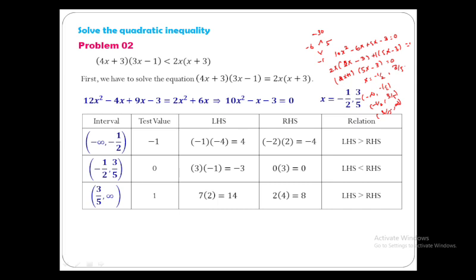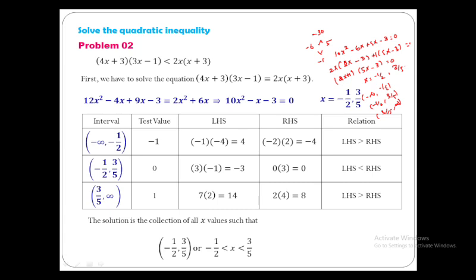And we can take the middle interval test value as 0 and we get the LHS as negative 3 and RHS is 0. So LHS is less than RHS, so it's a suitable solution. And we can take 1 for the interval 3 by 5 comma infinity, in that 14 in LHS, 8 in RHS, so LHS is greater than RHS. So the suitable solution is minus half comma 3 by 5. There is no equal sign in the given question. So the solution set is only the open interval minus half comma 3 by 5.